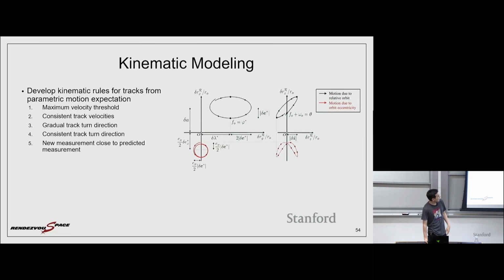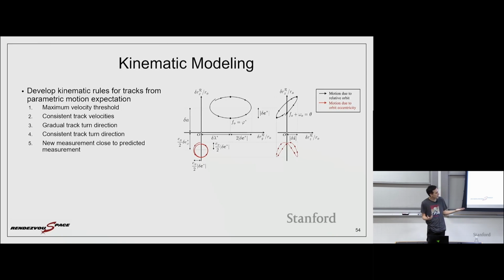And another neat thing we can do, using this map, is say we have expectations about how targets should be moving. We often have a roughly elliptical representation or expectation for target motion, where we expect targets to have a maximum velocity threshold in the camera frame. We expect their velocities to be relatively consistent over time. We expect this track to turn gradually in a consistent direction over time.